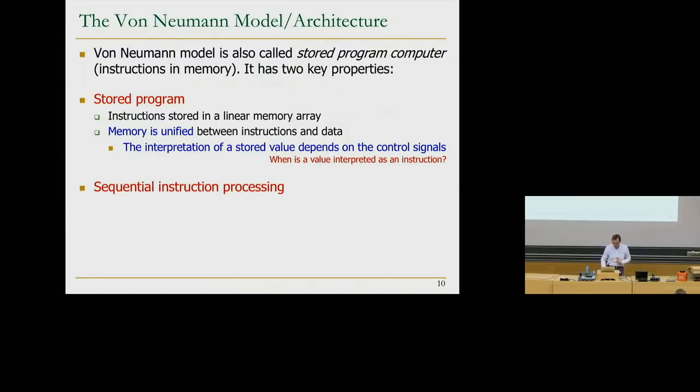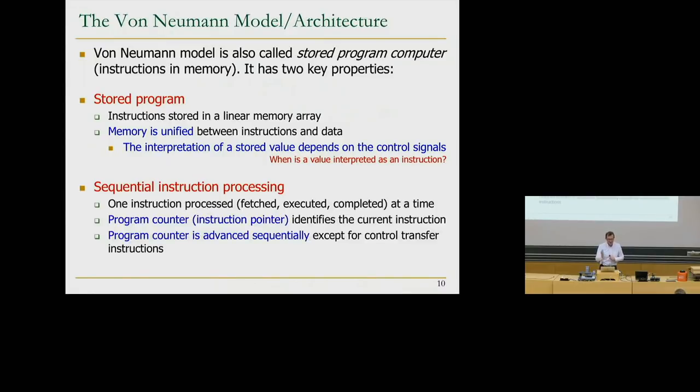We discussed this before. But sequential instruction processing, which you should know next time I ask, is critical to the von Neumann model. Basically, one instruction is processed at a time, and the program counter, the instruction pointer, identifies the current instruction, right? So that tells you what is the current instruction that you're processing right now. And it's advanced sequentially. You go to the next instruction after you finish the current instruction. You increment PC by 4 in MIPS, by 1 in LC3, right?